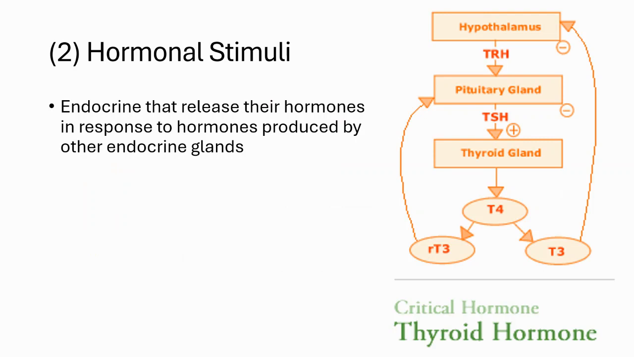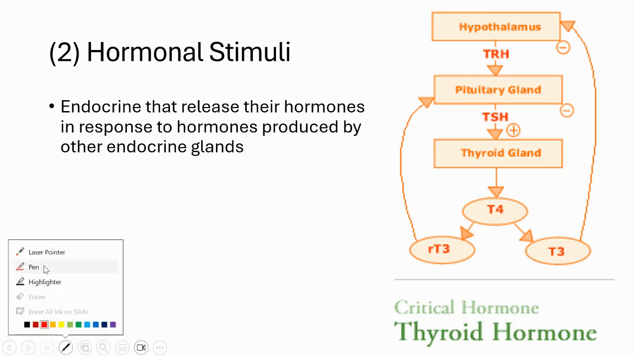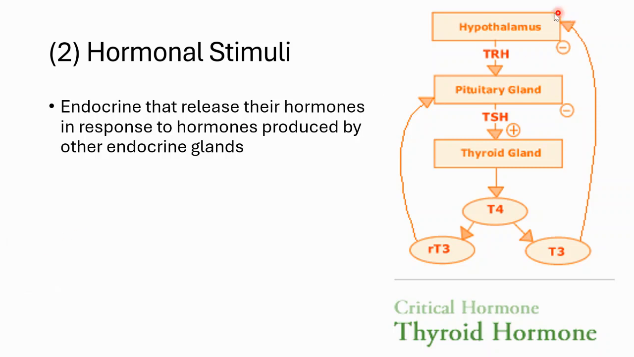Now, hormonal stimuli refers to endocrine glands that release their hormones in response to hormones. So it's kind of that this is going to cause this to happen, then this is going to happen, then this is going to happen. We have just a general example here. We've got your hypothalamus, which is going to secrete thyrotropin releasing hormone. Now, thyrotropin releasing hormone will then cause the pituitary gland, see the little plus sign, to secrete thyroid stimulating hormone.